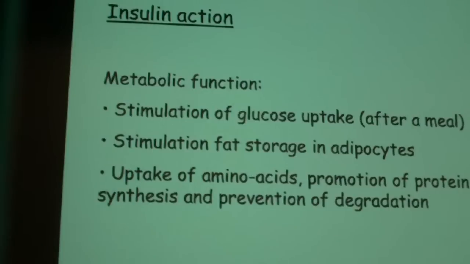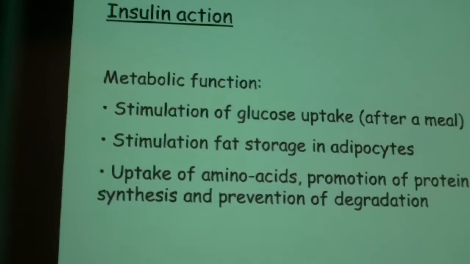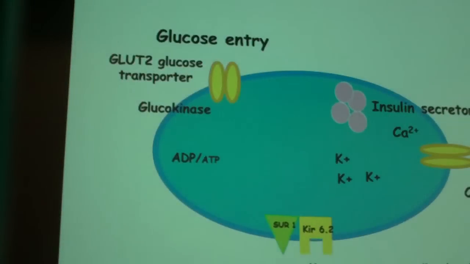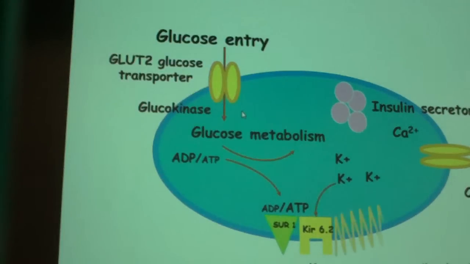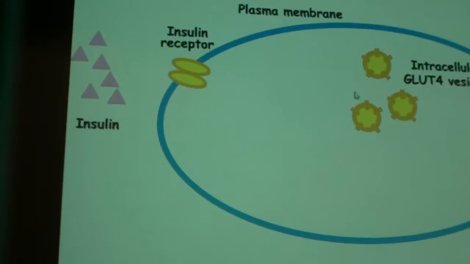This is a little bit discussed before, in the lecture before. Insulin action, it's all about metabolic function, stimulation of glucose uptake, stimulation of fat storage, and uptake of amino acids. In the beta cell, insulin secretion is stimulated because there is glucose entry in the beta cell. Because of the glucose metabolism, the potassium channels close, calcium channels open, and the granules secrete insulin.